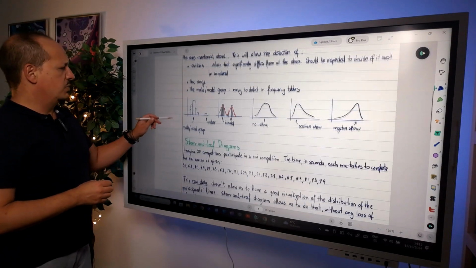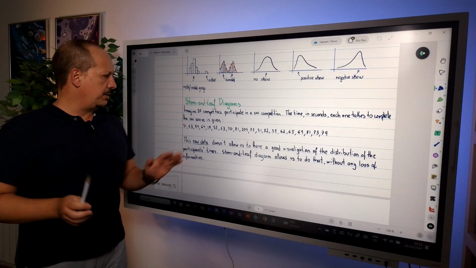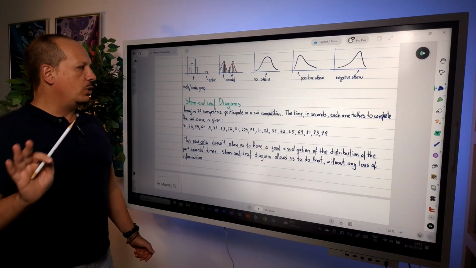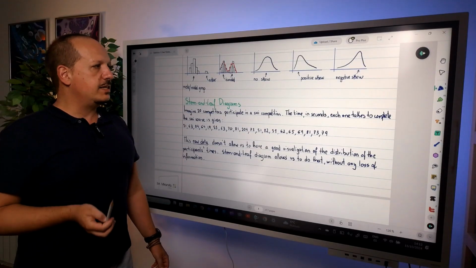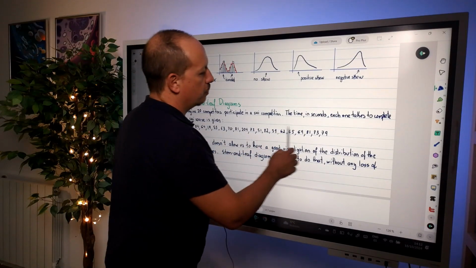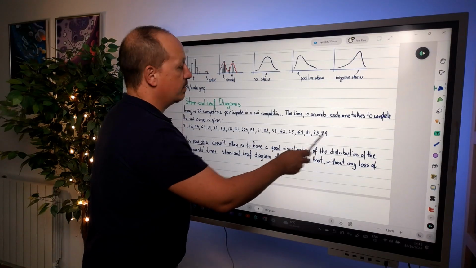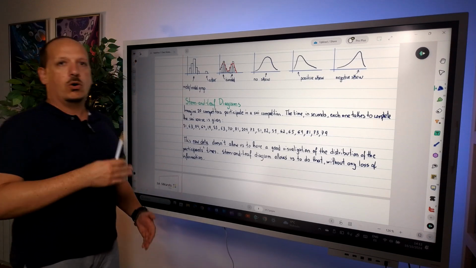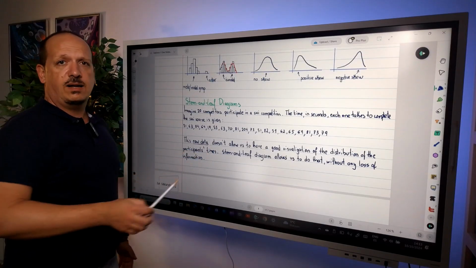You also talked most definitely about stem and leaf diagrams. If not, I'm going over them again with this example. Imagine that you have 20 competitors participating in a ski competition. The time in seconds each one takes to complete the ski course is given, and then you have here a bunch of data. As you can see, this has no organization whatsoever. I just put it in the same order as it was collected. So it's very hard to make any sense of this.